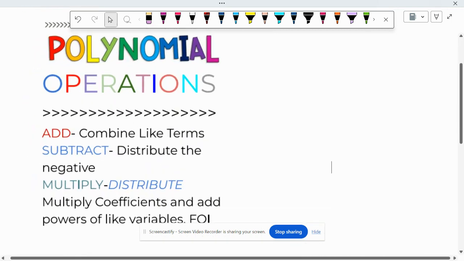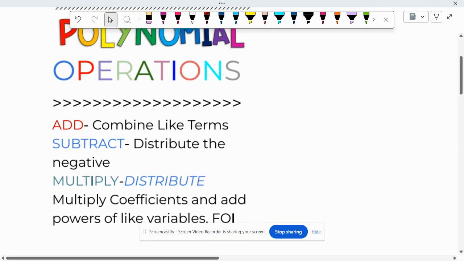Okay, so here's what I'm talking about. Your first says polynomial operations. So to add polynomials, you're just combining like terms. That's all we're doing is combining like terms.